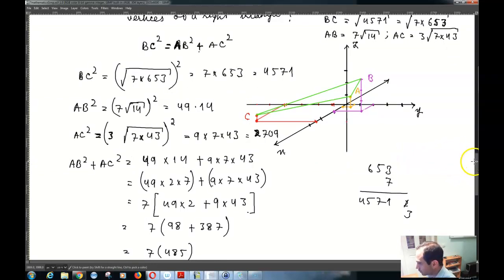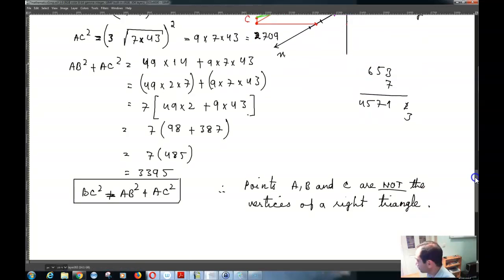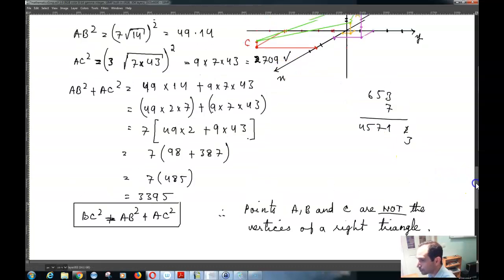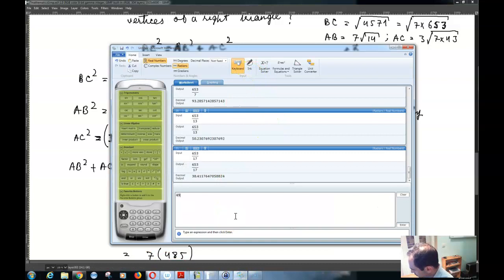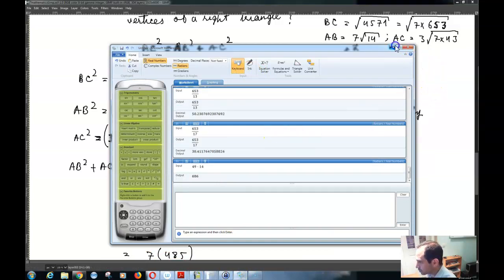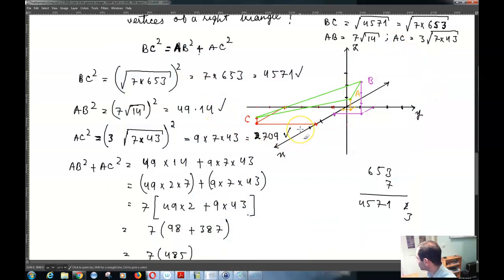So let me just see if my answers are correct here. AC squared is equal to 2709, which is correct. BC squared is 4571, which is correct. And AB squared is equal to this thing over here, which must be 686, 49 times 14, which is correct. So the answers are actually correct. There is no problem in calculation.